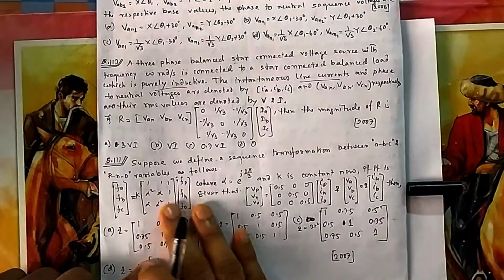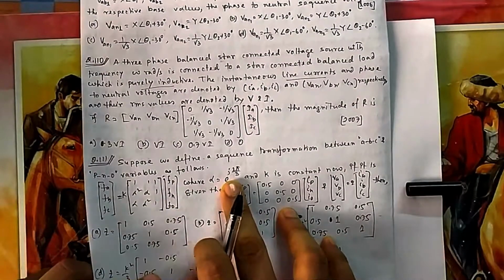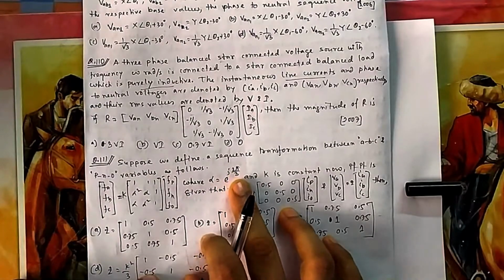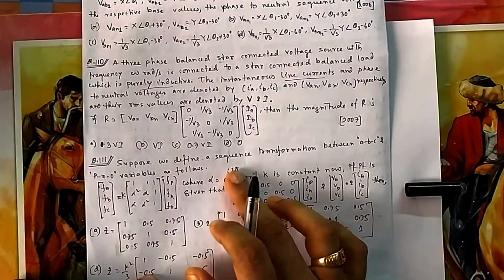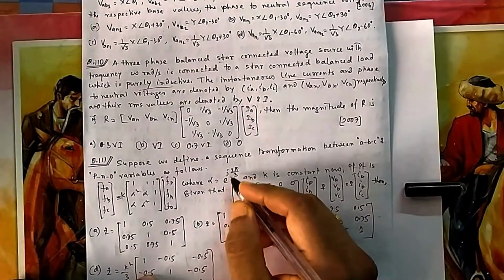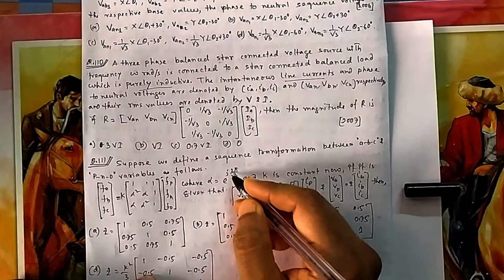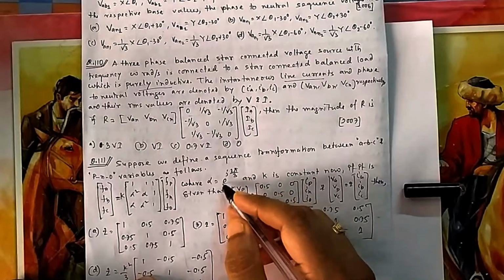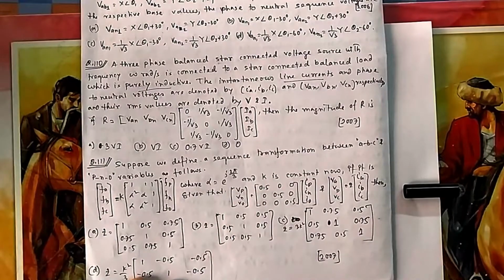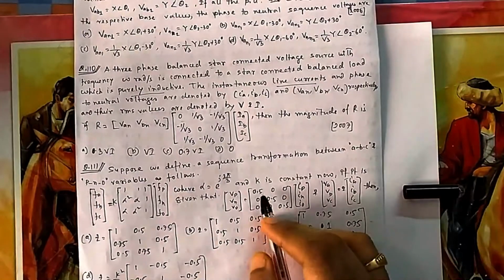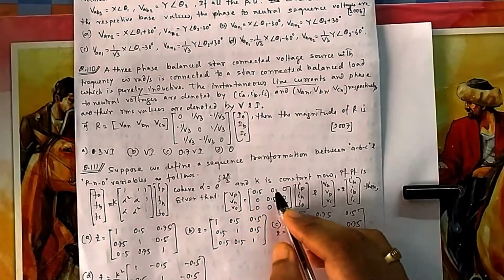Same type of transformation where e to the power j 2 pi by 3 is nothing but 1 angle 120. 2 pi by 3 is 120, so it is written in r e to the power j theta format. R is here 1, so magnitude 1, theta is here 120. So it is 1 angle 120. Another way of writing a complex number is Euler's representation. And k is a constant now.